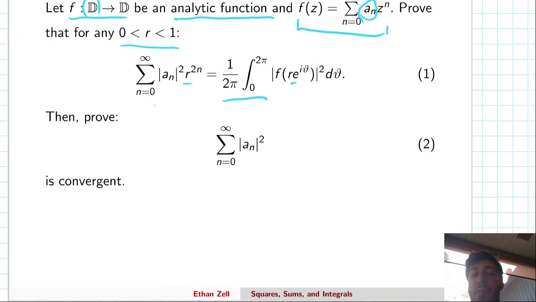So that's the first problem. And then the second part is to prove that this sum, now we don't have an r, we just replace r by 1, is convergent.